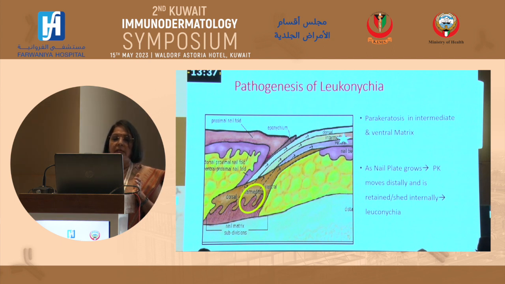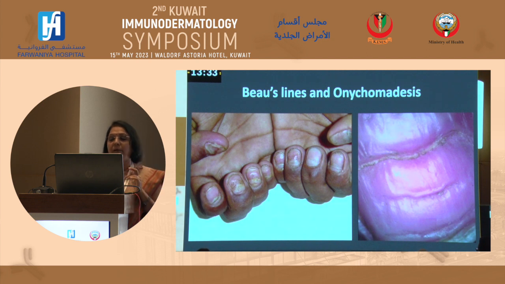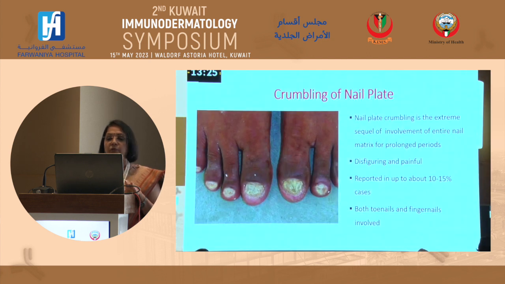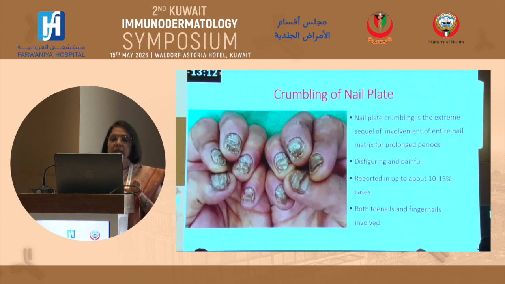And these are Beau's lines. I need not explain. These are the transverse lines running parallel on onychoscopy. And then we come to the crumbling of the nail plate. It's the extreme sequel of entire nail plate matrix involvement for prolonged periods. And it can be seen in 10 to 15% of the cases, both in toenails and the fingernails. And this is on the fingernails.